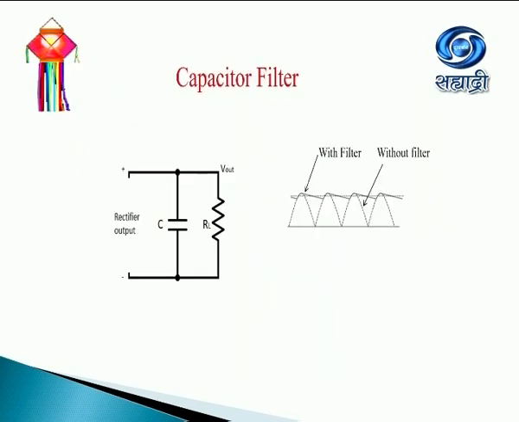Now, capacitor filter. Figure shows capacitor filter. In this, capacitor and resistance RL are connected in parallel. On the right side, waveform is shown. Capacitor gets charged and discharged continuously, and we get the rectified output filtered.